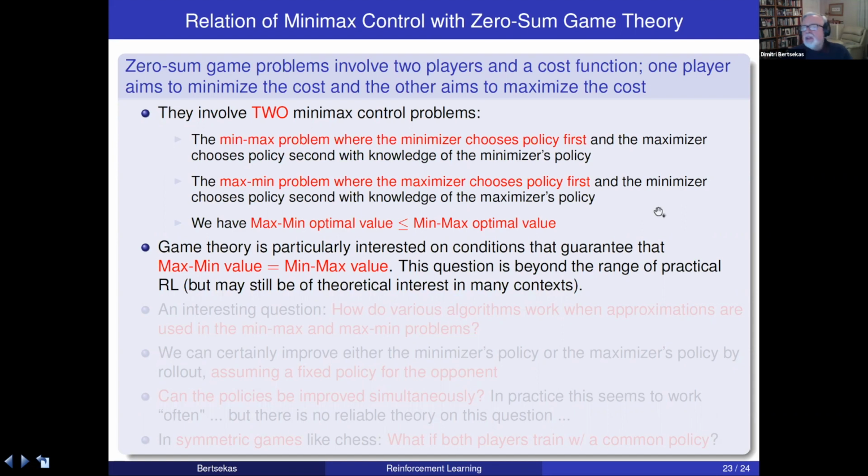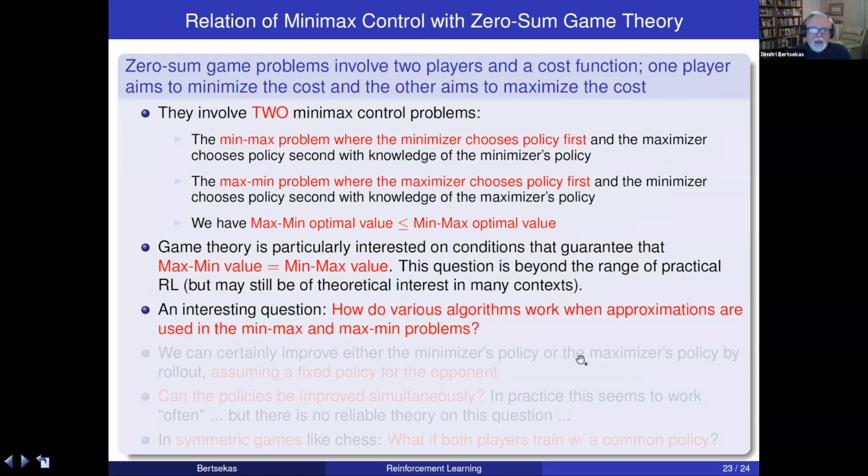Now, there are various interesting questions about game problems and approximations. How do various algorithms work when approximations are used in the min-max or the max-min problems? So, for example, suppose you use approximation in value space, or you use rollout, and you use various types of approximations, base policies, and so on. How will these algorithms work when you have two players?